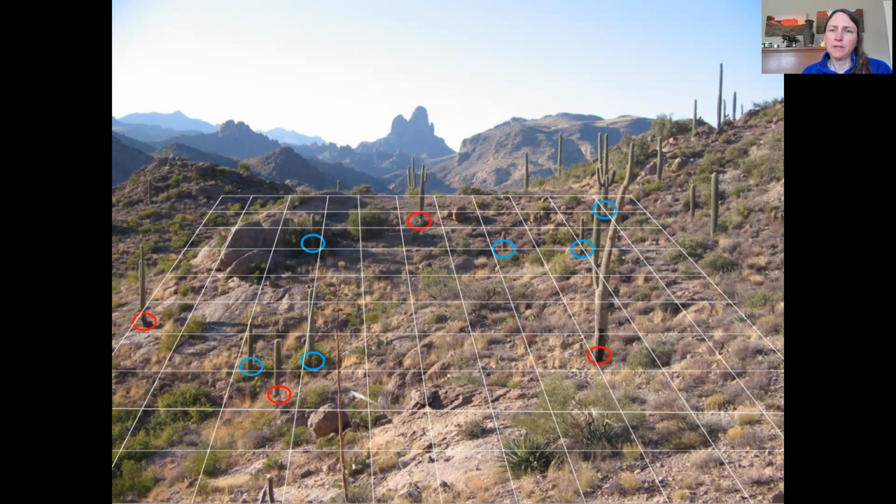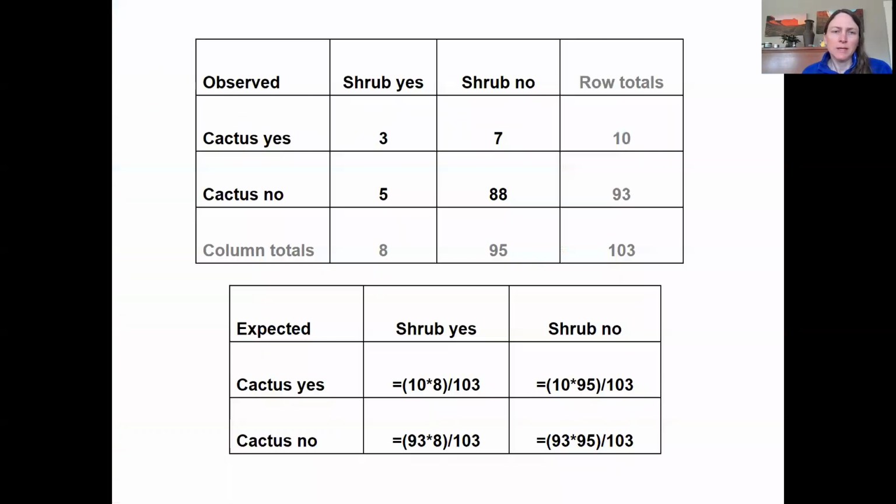So if we tabulated all of these data into a table, we would end up with a table like this: shrub, yes, no; cactus, yes, no. And there are 88 cells where there's neither a shrub nor a cactus. And what we would do then, again, is calculate the row totals and the column totals. You can see those values in gray in the top table.